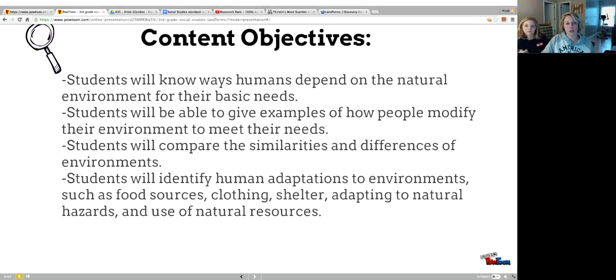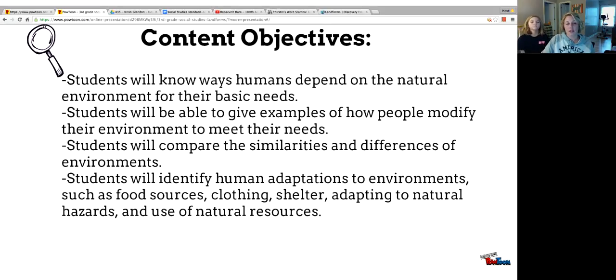The things that we're going to focus on today and our objectives is students will know ways that humans depend on natural environment for their basic needs. Students will be able to give examples of how people modify their environment to meet their needs, and we're going to focus on the desert today and on the Roosevelt Dam in particular. Students will compare the similarities and differences of environments, and students will identify human adaptations to environments such as food sources, clothing, shelter, and our focus today will be on adapting to natural resources, not hazards.